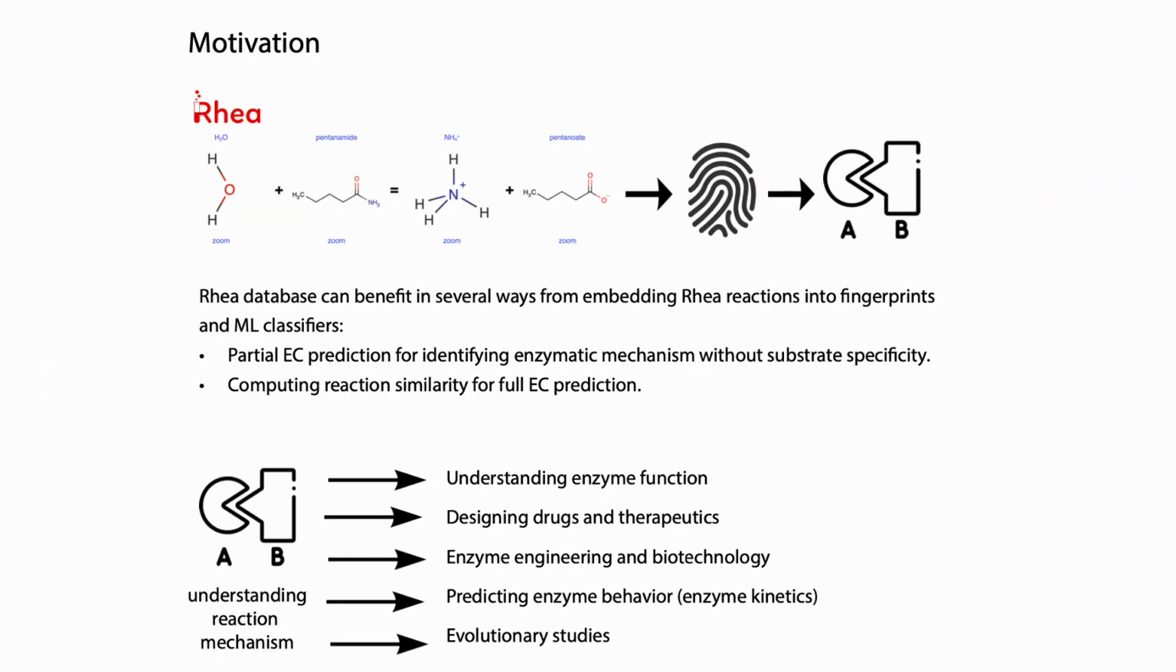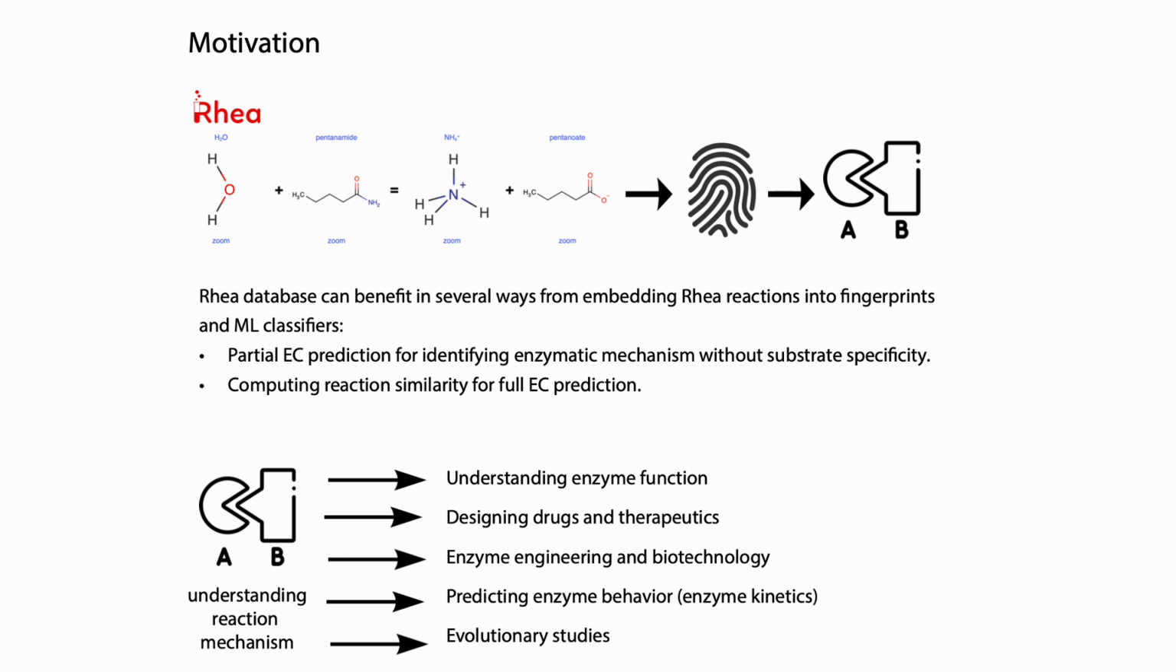The purpose of this project was to develop classification models based on reaction fingerprints for predicting EC numbers and their commission classes for reactions in the Rhea database. The project aimed to achieve two main goals: partial EC prediction, which can be useful for identifying the enzymatic mechanism, and full EC prediction, which can be useful for annotating orphan reactions with proteins.